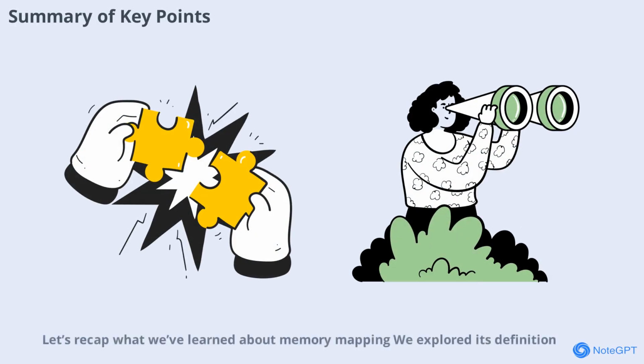Let's recap what we've learned about memory mapping. We explored its definition, how it works, and its many uses across different fields. We discussed the benefits, challenges, and best practices, as well as its role in modern technologies like cloud computing, AI, and embedded systems. Memory mapping is a foundational concept that powers fast, efficient, and scalable computing.